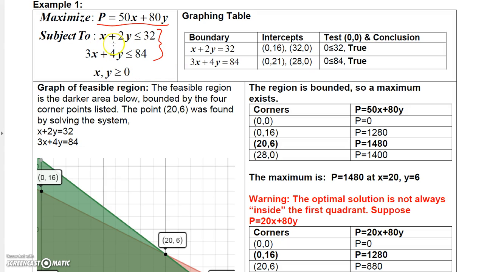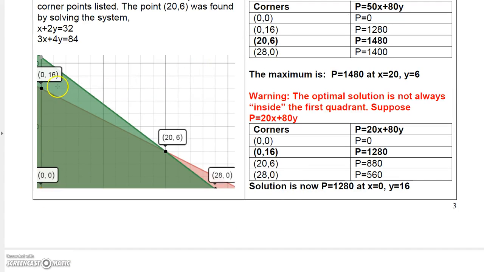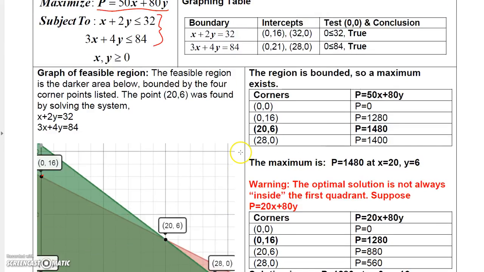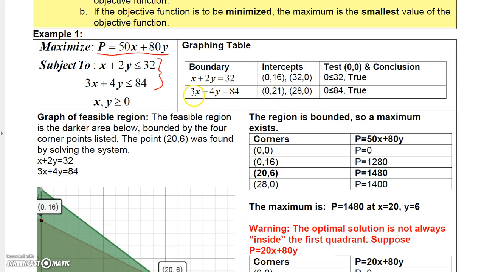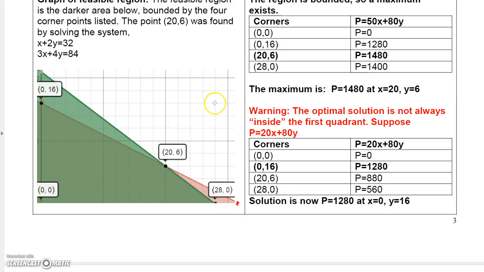So if I wanted to graph this system, I would have to graph the boundary x plus 2y equals 32, which goes through (0, 16) and (32, 0). And (32, 0) is actually way over here somewhere off the graph. And then for the other one, if I let x be 0 and solve for y, I get 21 for y. If I let y be 0 and solve for x, I get 28. So this one goes through (0, 21), which is actually up here somewhere, and (28, 0), which is right here.